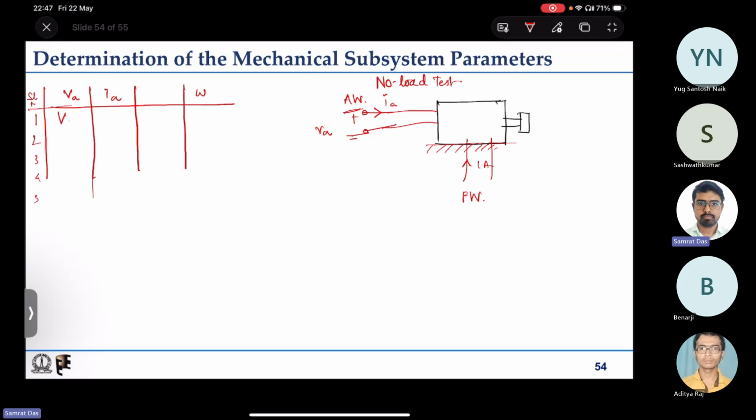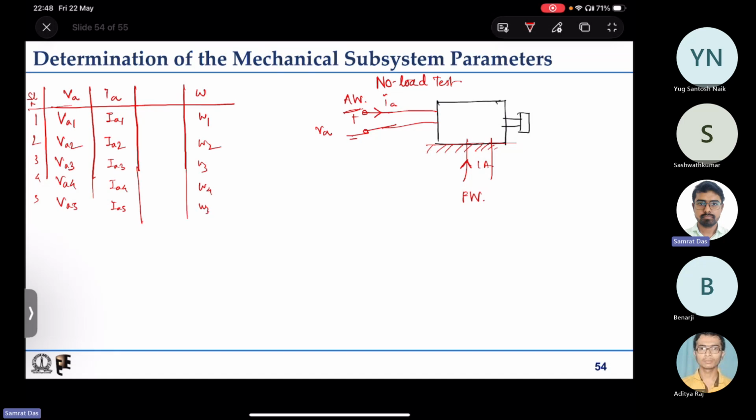So the first, say you give VA1, you measure that IA1 current flows and the motor runs at a specific speed, say omega 1. Then you change the armature voltage, armature currents also change, and you get some omega 2. All this while IF is fixed. And then VA3, IA3, omega 3, VA4, IA4, omega 4, VA5, IA5, omega 5. So all these cases you got.